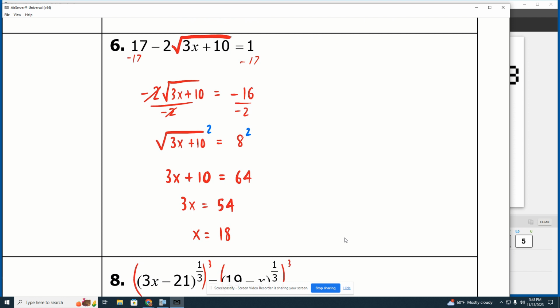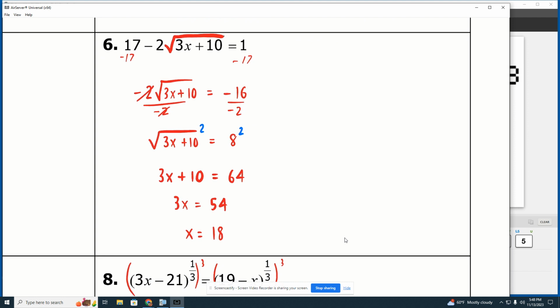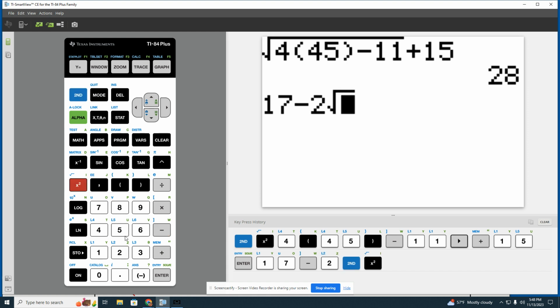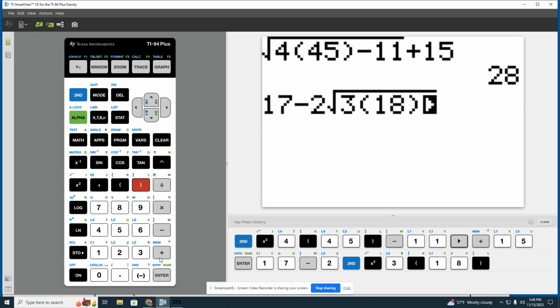Okay, done. Now I go back up to the original problem and I type it in. 17 minus 2 times the square root of 3 times 18 plus 10, and I see if it equals 1. So here I go. I'm going to go to my calculator and type it in just like I see it. 17 minus 2 times the square root of 3 times 18 plus 10. So just like I see it, I enter it and I get a 1.